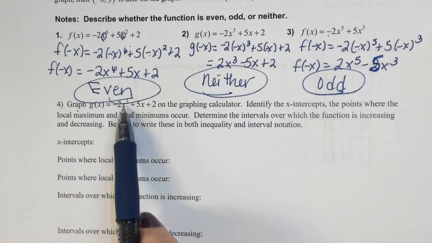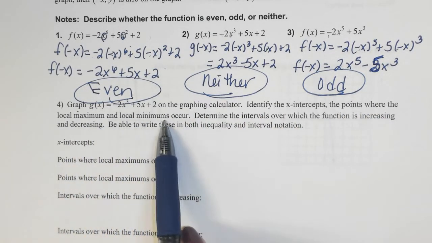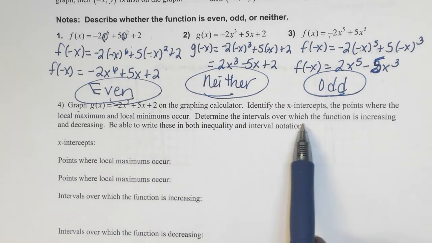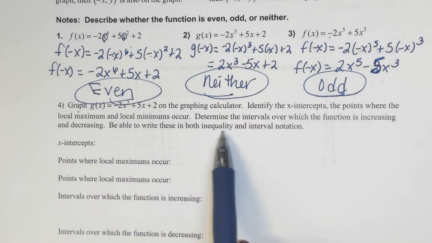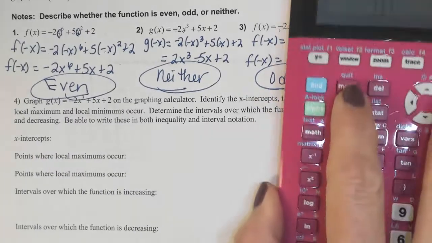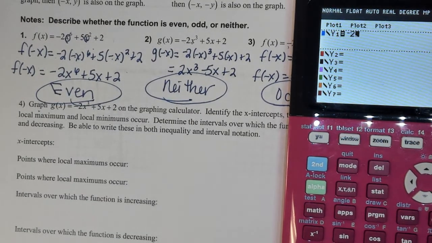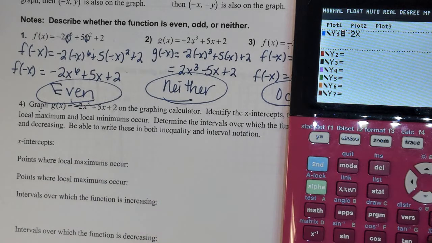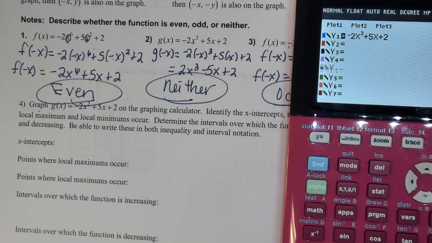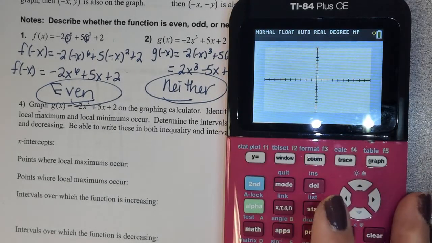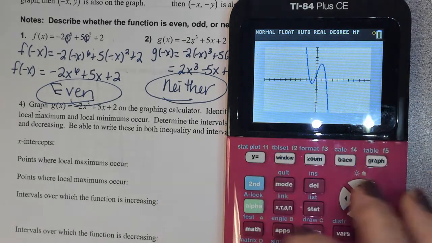Graph g of x equals this on the graphing calculator. Identify the x-intercepts, the points where the local max and local minimums occur, and determine the intervals over which the function is increasing and decreasing. Be able to write these in both inequality and interval notation. Great, let's do it. Go to y equals. It goes to the 3rd. Graph it. Kind of hard to tell where those x-intercepts are.